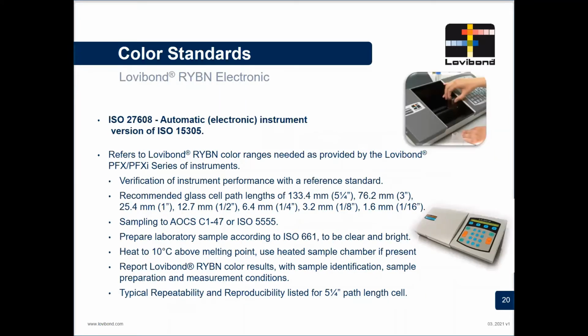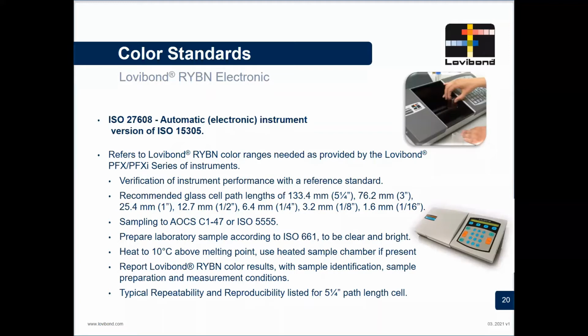Moving on to the electronic instrument version, the automatic ISO 27608 for the Lovibond RYBN really assumes that you have knowledge of the visual method, ISO 15305, so you understand how the thing works. But in the automatic reference, we have an extra step in the standards. We have a verification of the instrument performance with a reference standard added into our measurement protocol here.